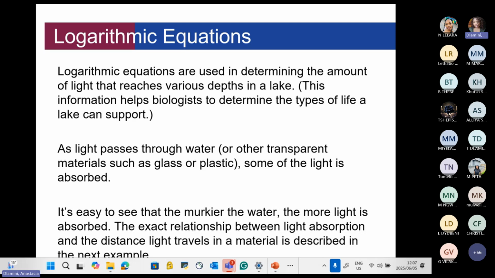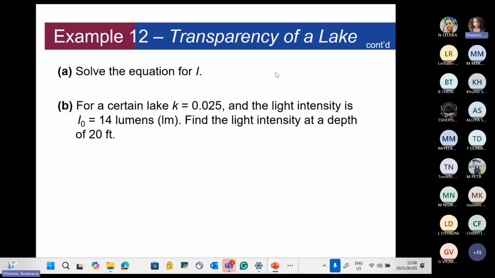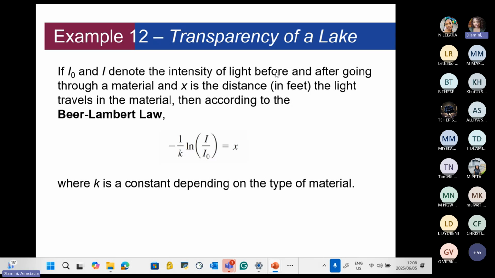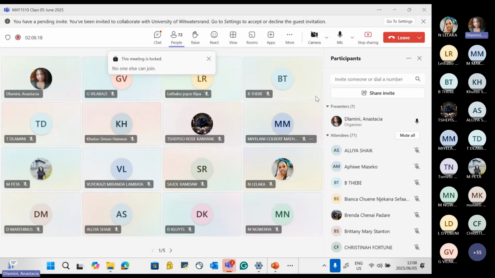As light passes through water or other transparent material such as glass or plastic, some of the light is absorbed. It is easy to see that the murkier the water, the more the light is absorbed. The exact relationship between light absorption and the distance light travels in a material is described in the next example. So let's look at the next example and discuss the answer. Hello, can you hear me? Next example and discuss the answer, please.